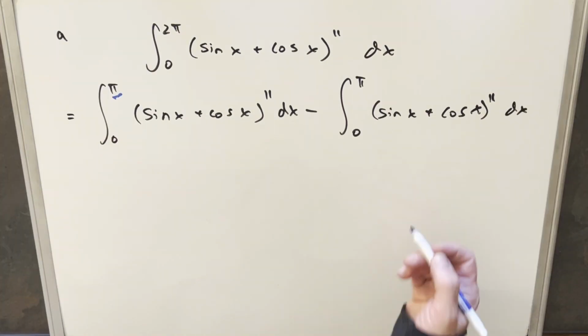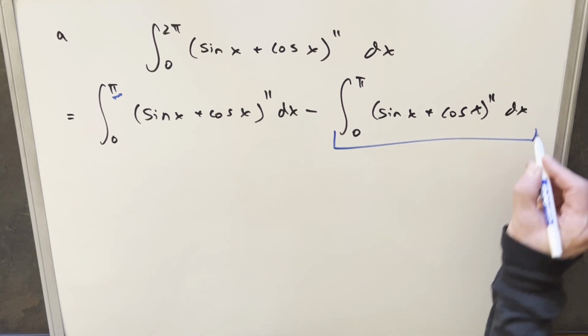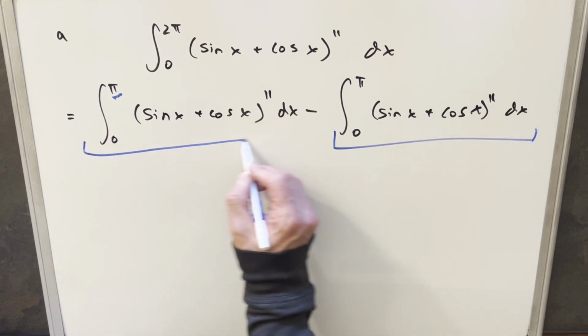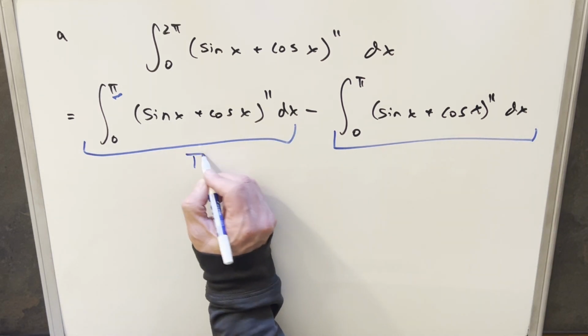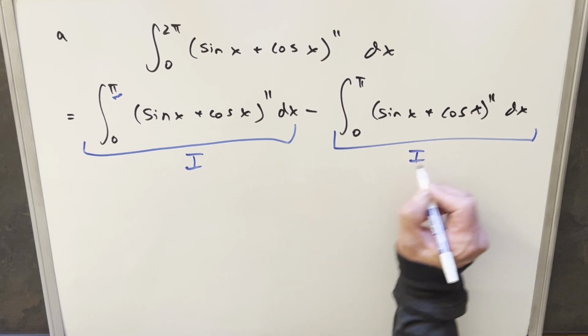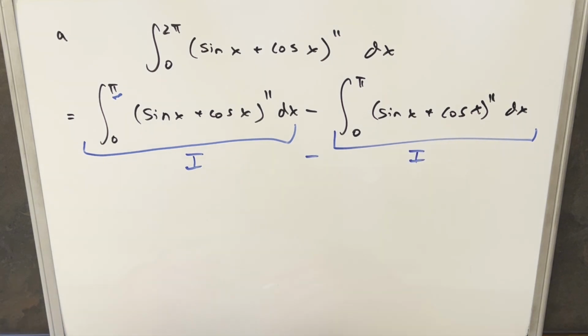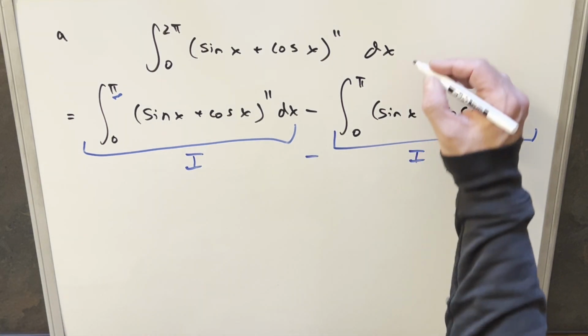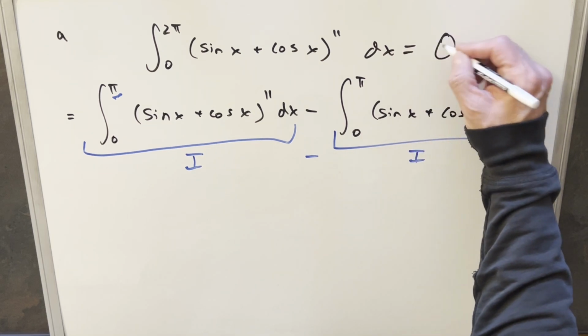Okay, now that we plugged everything back in, we notice that what we have here is exactly the same as our first integral. We could label that one I, and this one minus I. When we do this out, we have I minus I, which gives us our final solution for this integral of just 0.